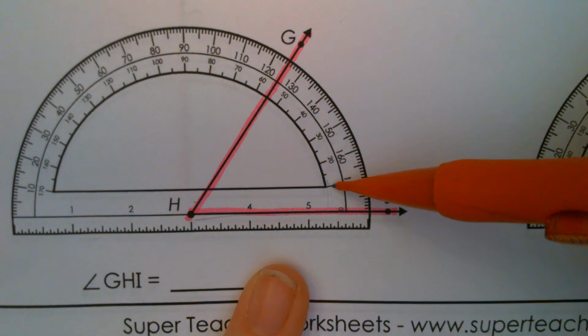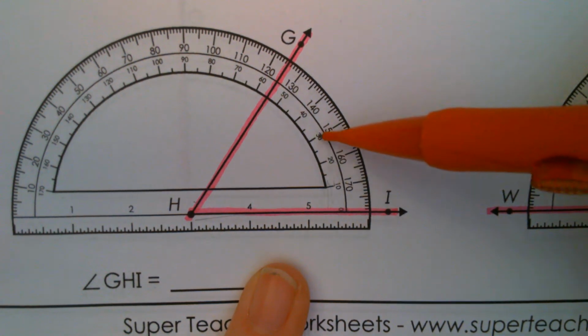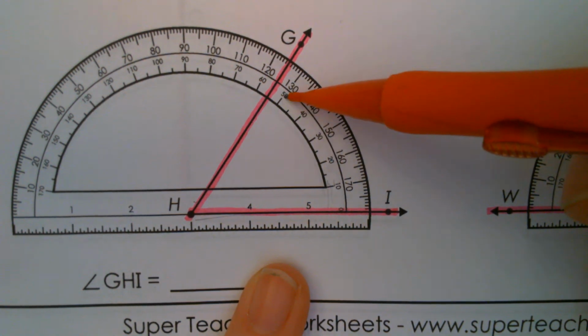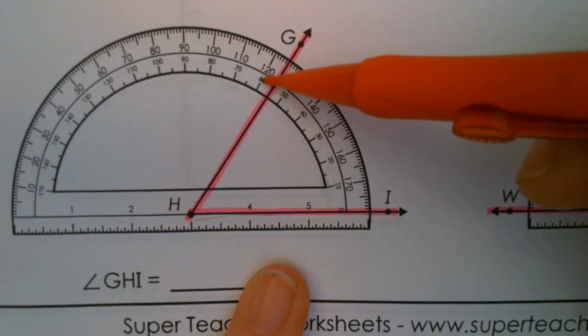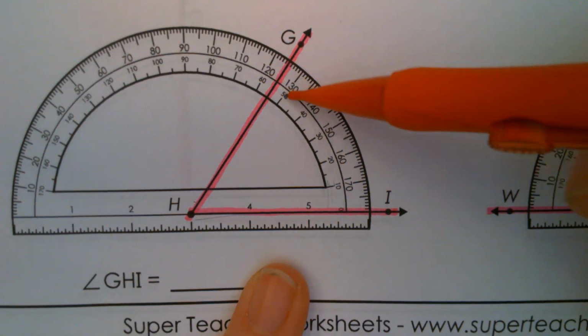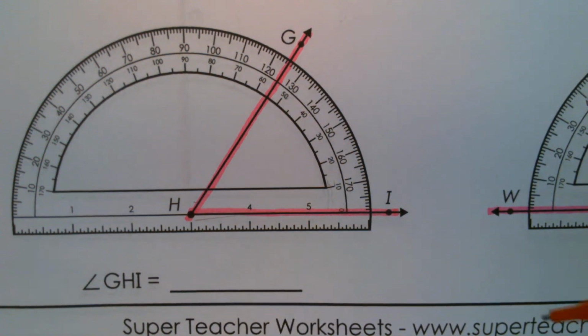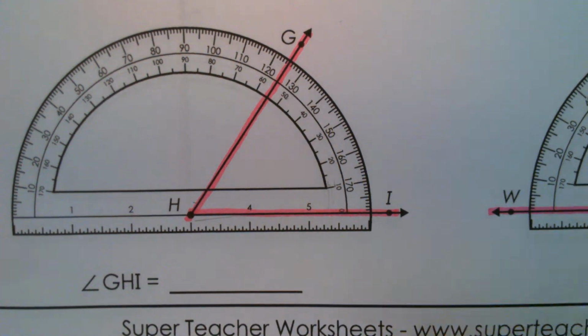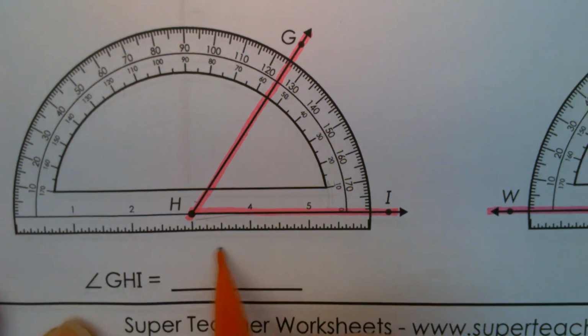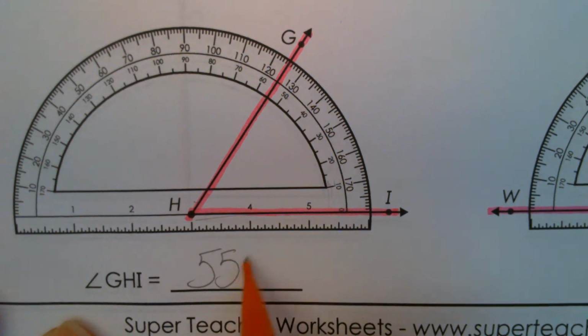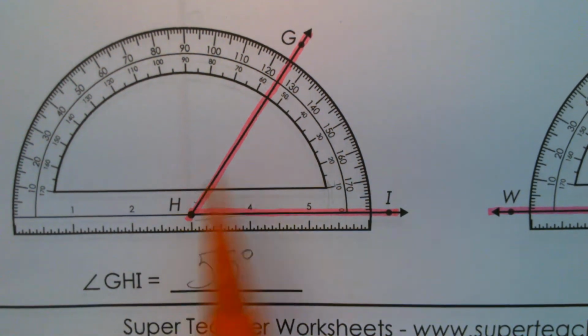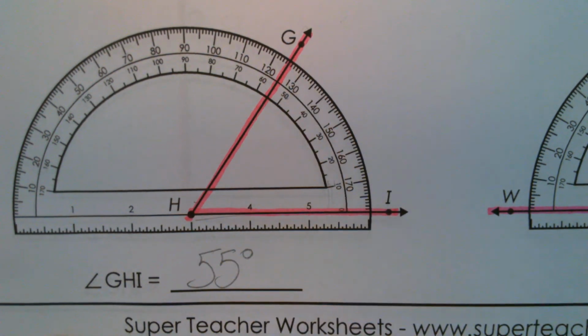And we're going to go from 10 to 20 to 30 to 40 to 50, 60. Do you see how it's halfway between 50 and 60? What number's halfway between 50 and 60? I hope what you're saying is 55. So this one's 55 degrees. So now we know this is 55 degrees. Let's look at the next one.